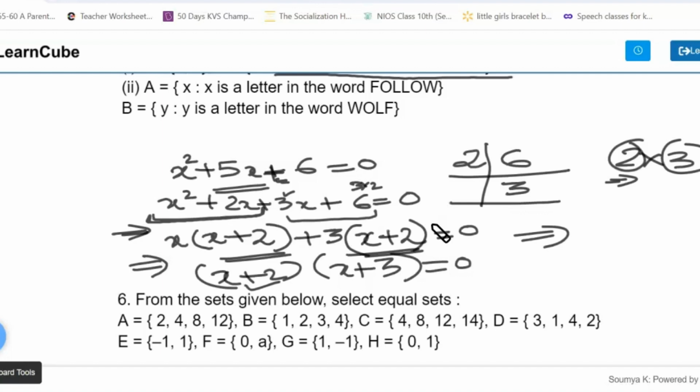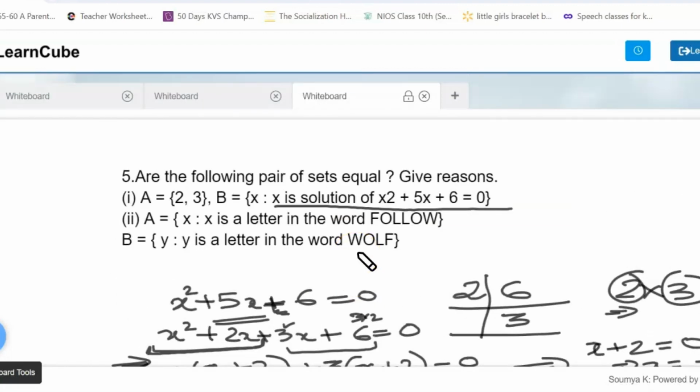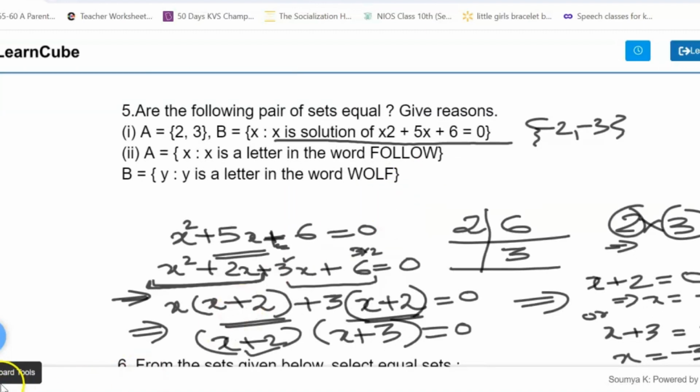That means one of them is 0 for sure. That is, either x plus 2 is equal to 0 or x plus 3 is equal to 0. So we can say x is equal to minus 2, as this 2 comes to the other side. And x is equal to minus 3. So two values are possible for x, that is minus 2 and minus 3. If you check both the sets, they are not equal. One is 2, 3 and another one is minus 2, minus 3. So that's the reason they are not equal.